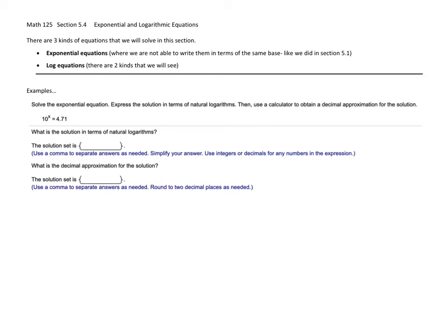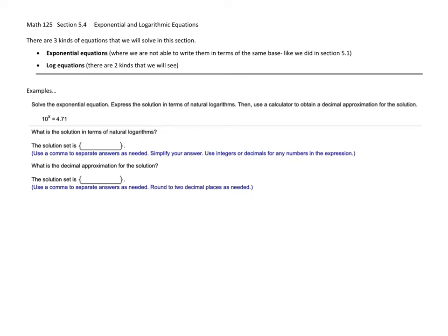Okay, this is section 5.4. We are going to talk about exponential and logarithmic equations, different ways of solving them. We're actually going to see three different kinds of problems that we will solve in this section. But first, let's talk about exponential.